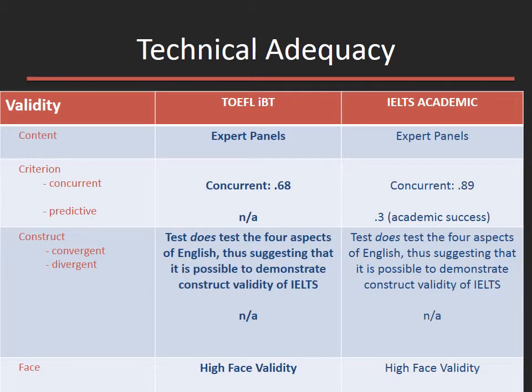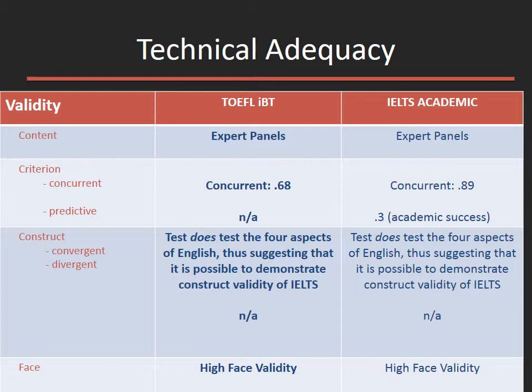The TOEFL does report a concurrent validity coefficient. Concurrent validity is a type of evidence that can be gathered to defend the use of a test for predicting other outcomes. The TOEFL reports a concurrent validity score of 0.68, which is considered somewhat low for a high-stakes test.